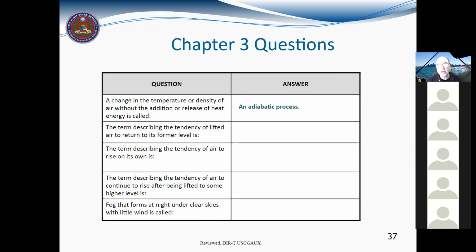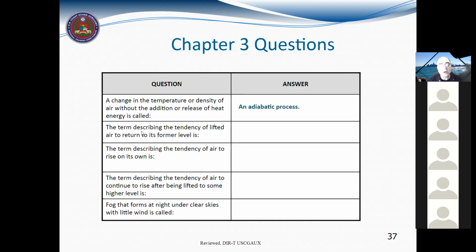All right, I'll give it to you. Adiabatic. Adiabatic process. Yeah, it's that new word that we threw in tonight. It's like a baseball bat. Adiabatic. So that's one of the new words we got in tonight.